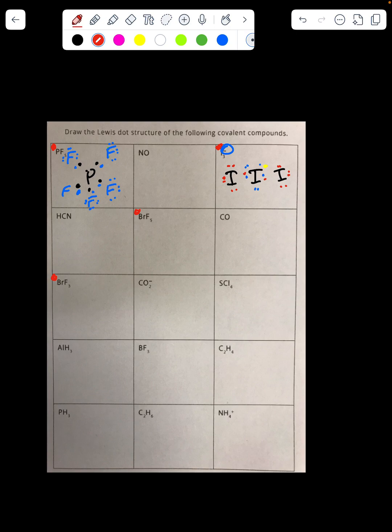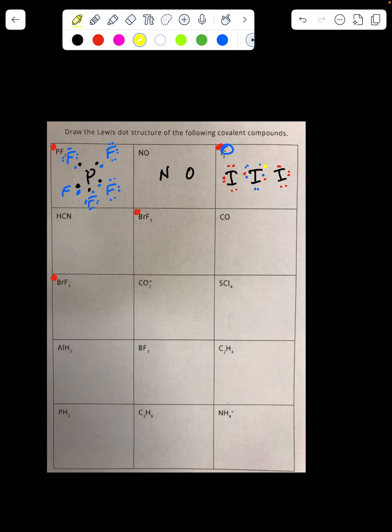All right? So I'm not so much worried about these extreme cases like these, but I do want us to do these other ones. So NO. NO is also an oddball. So that's today's goal, to see some more strange ones that maybe aren't exactly the same. So nitrogen and oxygen.